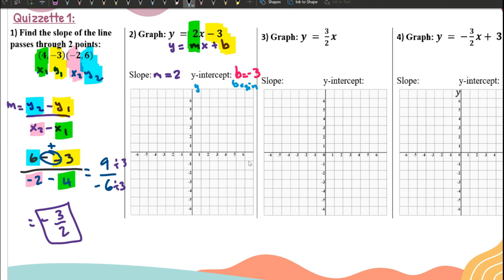This is the y, this is the x. b is negative 3. Let me highlight it so you can see it next time too. Your beginning point is always on this line. Negative 3 is right here. That's your starting point. The beginning. Now the slope is 2, which is rise over run, which you need in fraction form.